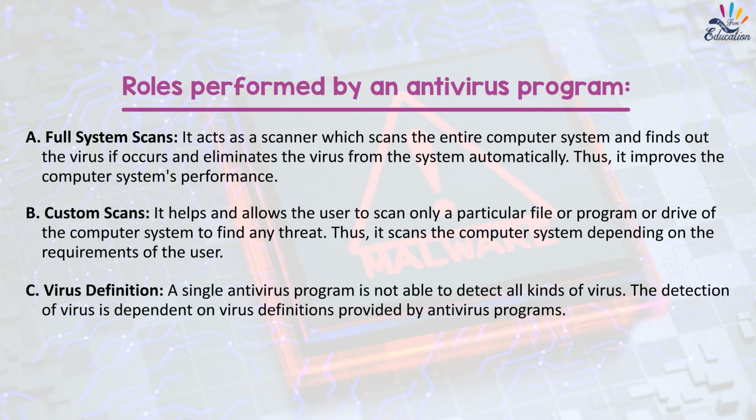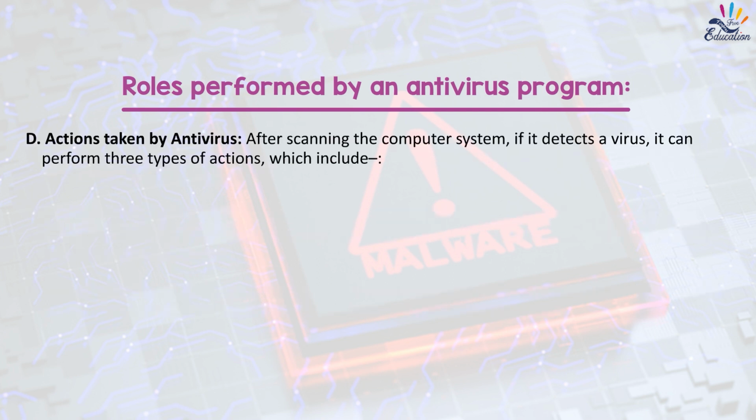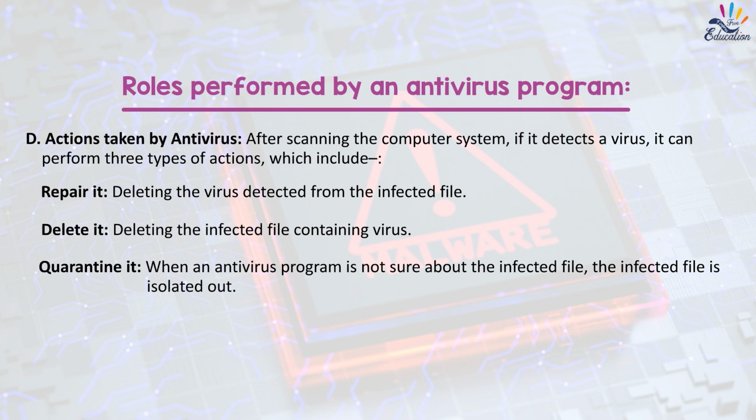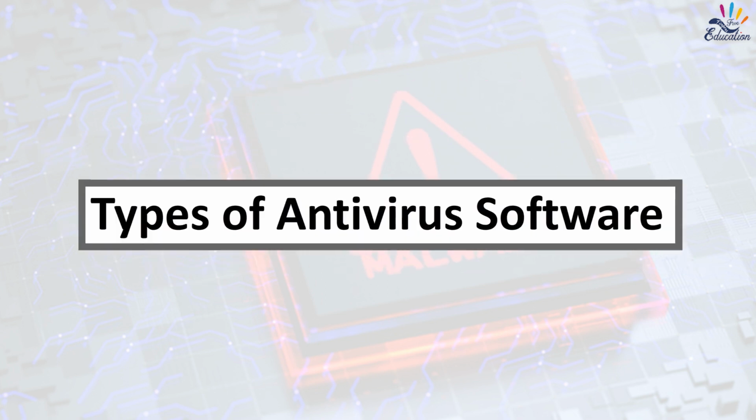Virus definition. A single antivirus program is not able to detect all kinds of viruses. The detection of a virus is dependent on virus definitions provided by antivirus programs. Actions taken by antivirus. After scanning the computer system, if it detects a virus, it can perform 3 types of actions: repair it, deleting the virus detected from the infected file; delete it, deleting the infected file containing the virus; quarantine it, when the antivirus program is not sure, the infected file is isolated.